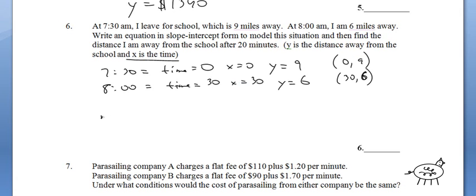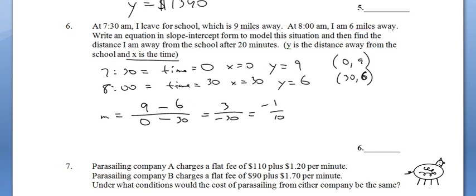Okay, so then when I find my slope, I get m is equal to y2 minus y1, so 9 and 6, over 0 and 30. So 9 minus 6 is 3, 0 minus 30 is negative 30. That gives me negative 1/10. That's my slope.